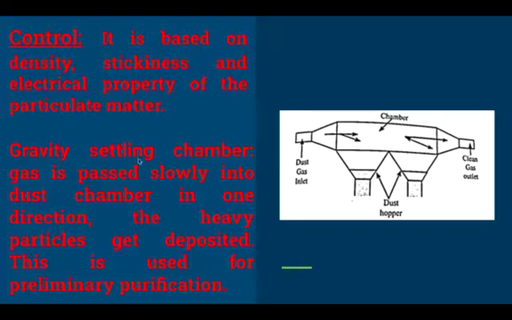So first let us see the gravity settling chamber. So this is a gravity settling chamber. In this, the dust gas is allowed to pass slowly in one direction, whereby the heavier particles settle down due to gravity and get deposited in this dust hopper or dust collector, which is used for cleaning the dust that is present in air, and thereby the quality of air that is released from the industries is improved. So this method is used for preliminary purification.